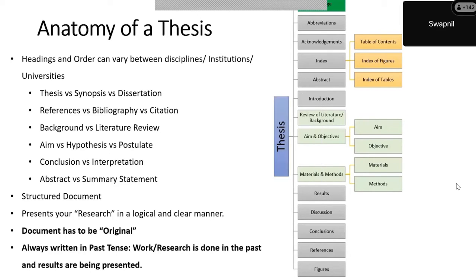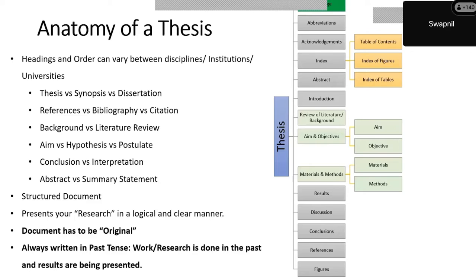It is a structured document, and it should have these kind of headings. Different universities and different disciplines use different words for the same thing. Sometimes people use synopsis, sometimes dissertation. References can be called bibliography. Literature review can sometimes be called backgrounds. Conclusions can be called interpretations, and things like that. But it doesn't really matter.